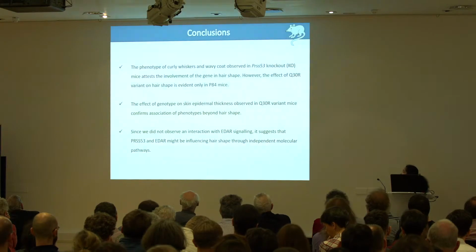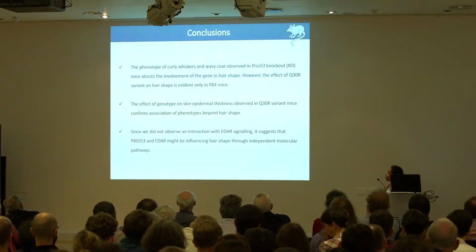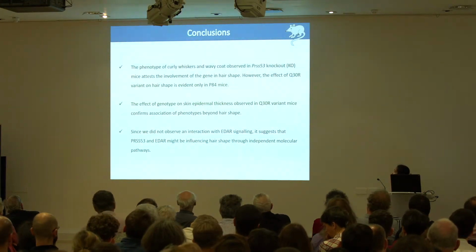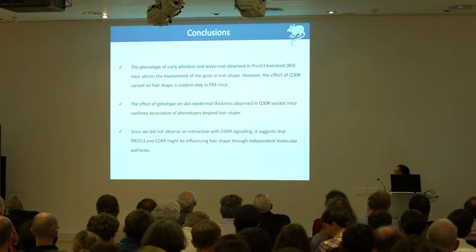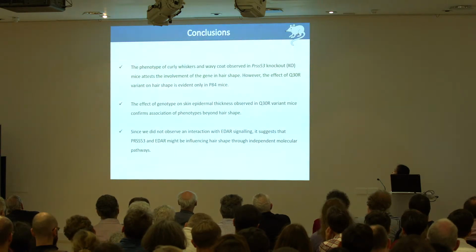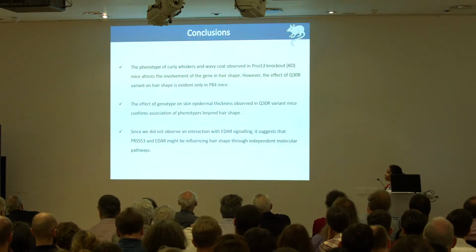So coming to the conclusions, the fact that the phenotype of curly whiskers and the wavy coat that we observed in the knockout mice actually attests the involvement of the gene in the hair shape. However, the effect of the Q30R variant was only seen in one particular age point and not in the others.